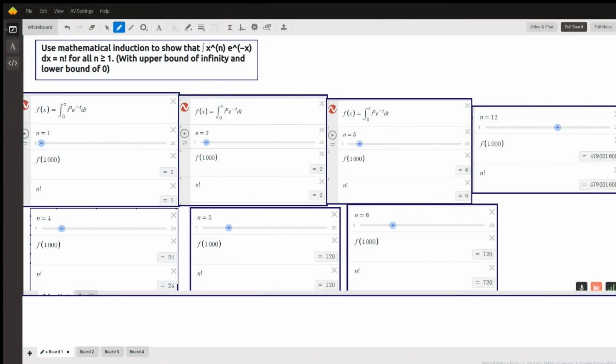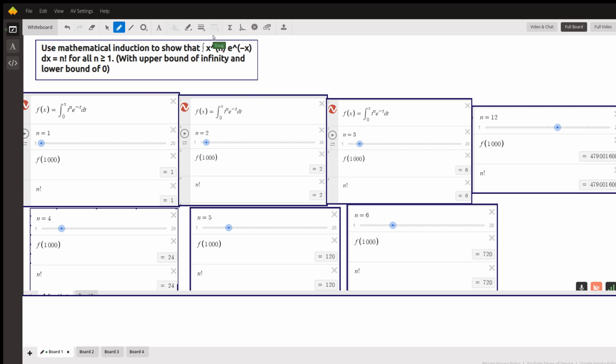I found this problem, or stumbled upon it, a problem that was posted a couple years ago that was never answered, and thought I'd give it a shot. So we're supposed to use mathematical induction to show that the definite integral from 0 to infinity of x to the nth, where n is a constant, times e to the minus x is equal to n factorial for all n greater than or equal to 1.